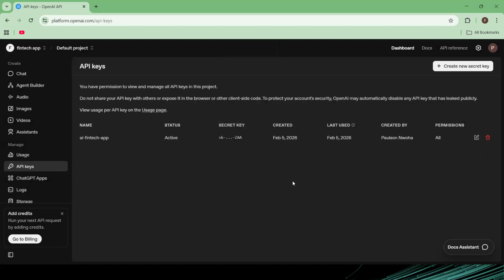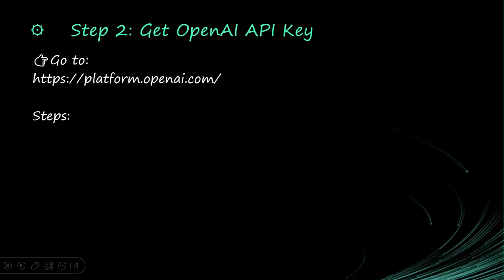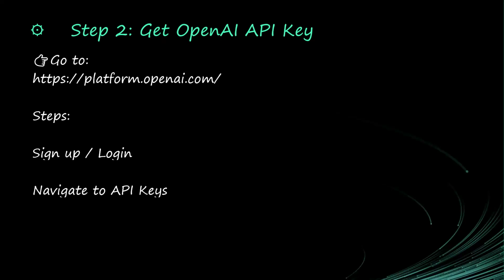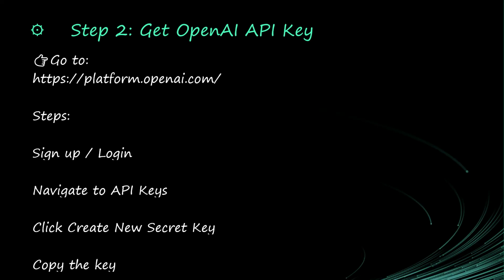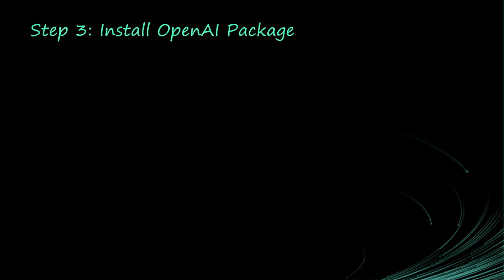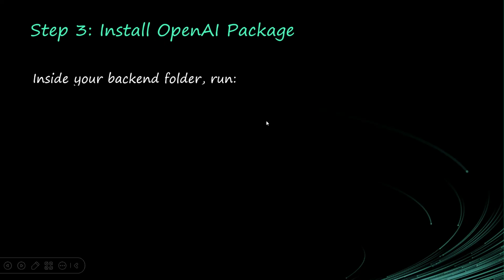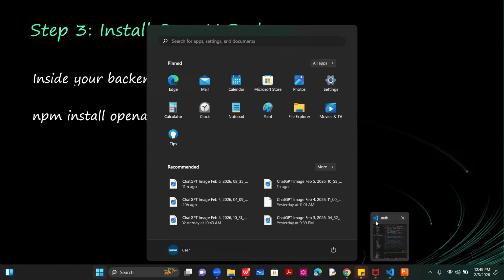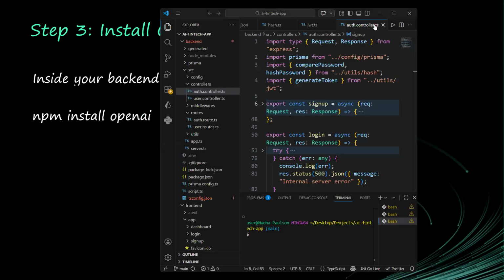Once you copy it, let's go back to our slide. Once you do this, sign up or log in, navigate to API keys. That's what we have just done. Then click on create new secret key and copy the key. Once you have the key, let us go to our backend folder and install the OpenAI package. So I'll go to my Visual Studio Code. For now, I will just expand it.